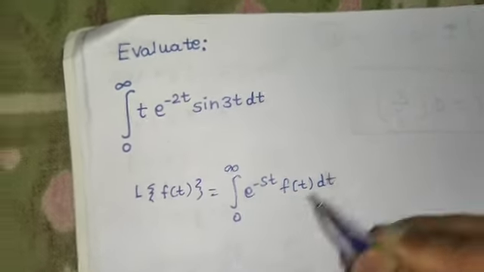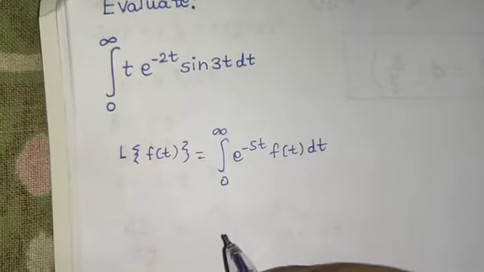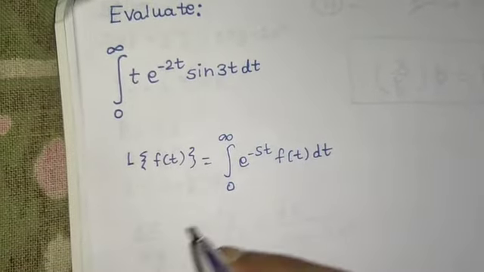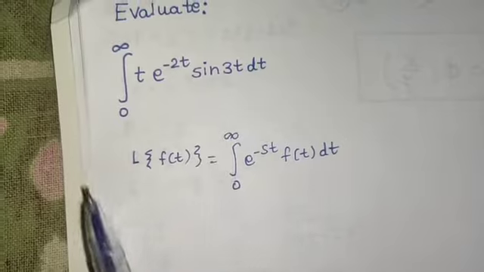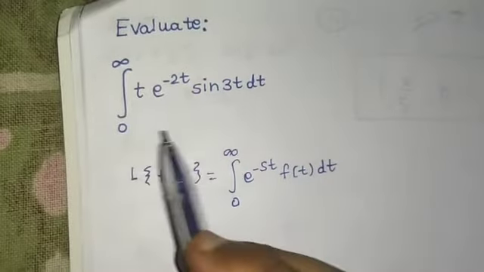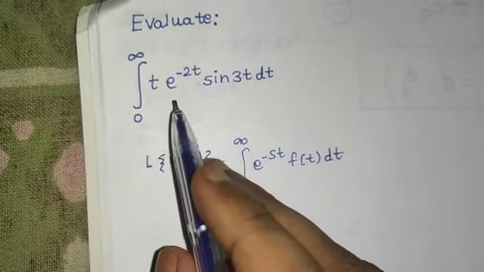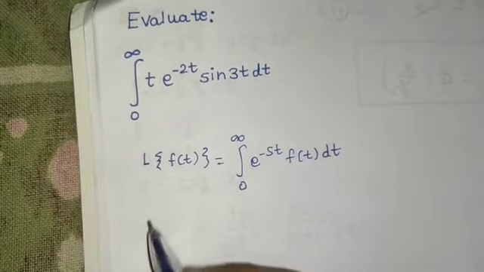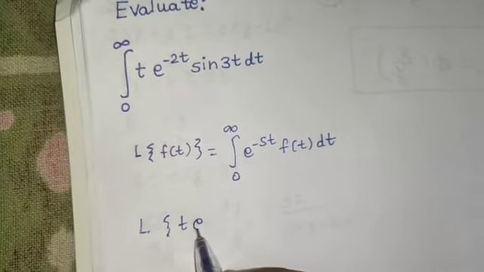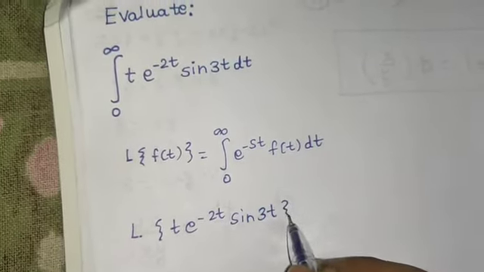This is the definition which we are going to use, and some basic formulas which we will use, I will let you know them also in the middle of this question. So what we will do, on the one side we will use the definition, while on the other side we will use the formulas. By definition, if I want to find Laplace of t e^(-2t) sin 3t.